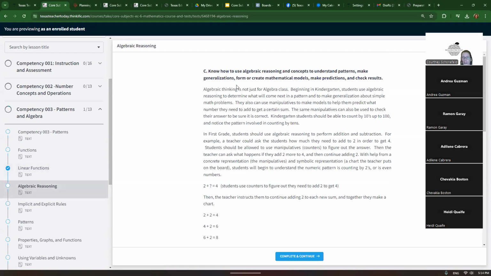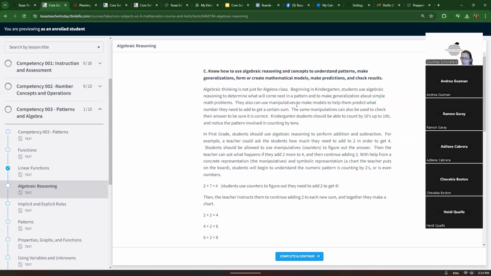Okay, next, talking about algebraic reasoning and concepts. Algebraic thinking is not just for algebra class. It's not just for middle school and high school. Even beginning and kindergarten students use algebraic reasoning to determine what will come next in a pattern and to make a generalization about simple math problems. They can also use manipulatives to make models to help them predict what number they need to add to get to a certain sum. The same manipulatives can be used to check their answer and be sure it is correct.